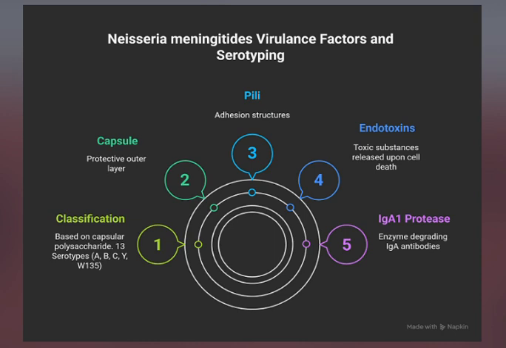Turning to Neisseria meningitidis, its virulence factors include a capsule that protects it, pili for adhesion, endotoxins that cause toxic effects, and an IgA1 protease that breaks down immune defenses. Classification into 13 serotypes is based on capsular polysaccharides, including types A, B, C, Y, and W135. These features work together to help it invade and cause serious disease.